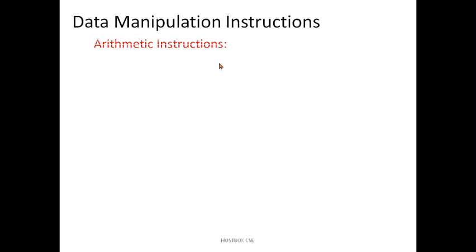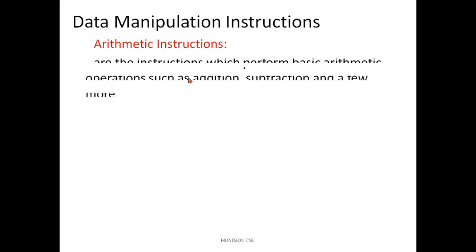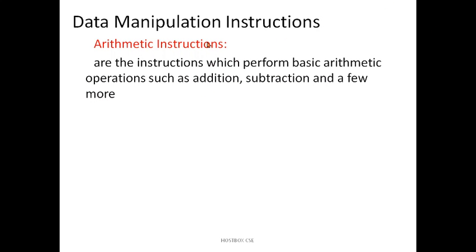So data manipulation instructions are of three types. One is arithmetic instructions, another is logical instructions, and another is shift instructions. So let's go for arithmetic instructions. What are arithmetic instructions in COA? These are instructions which perform basic arithmetic operations such as addition, subtraction and a few more.